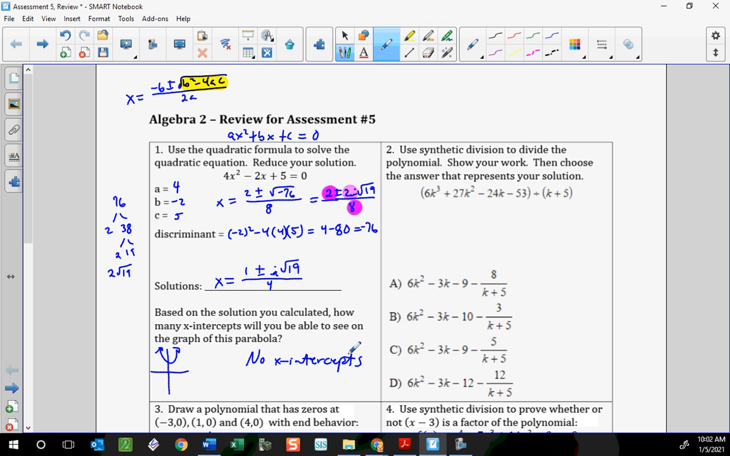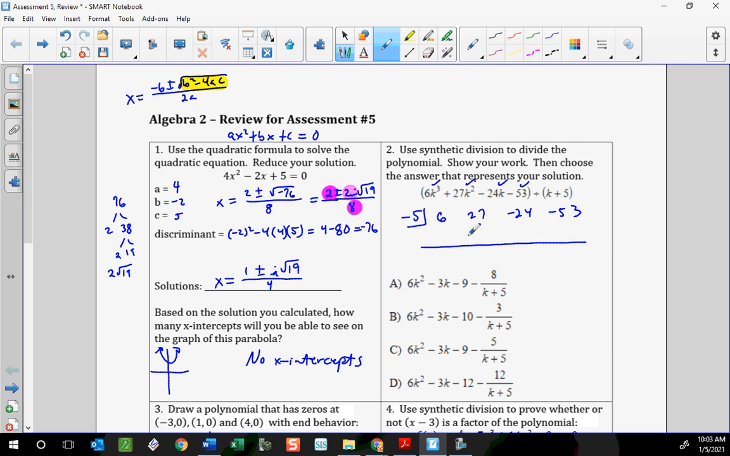All right, for number 2. Just a straightforward synthetic division problem. When I look at this problem, I have k to the third, k squared, k, and then a constant, so there's nothing missing. It's all in order. Remember, if you're dividing by k plus 5, you put the opposite. You put -5 because you're testing the -5 as a 0 in a way. So 6, 27, -24, -53.